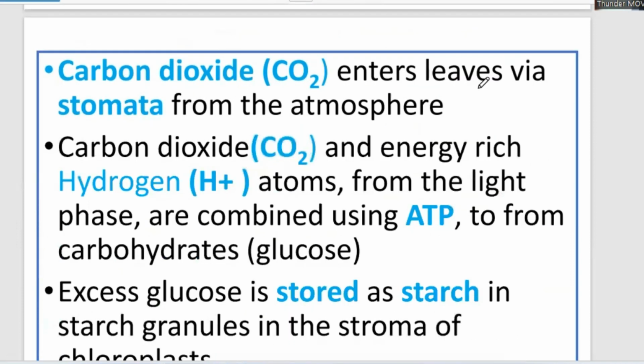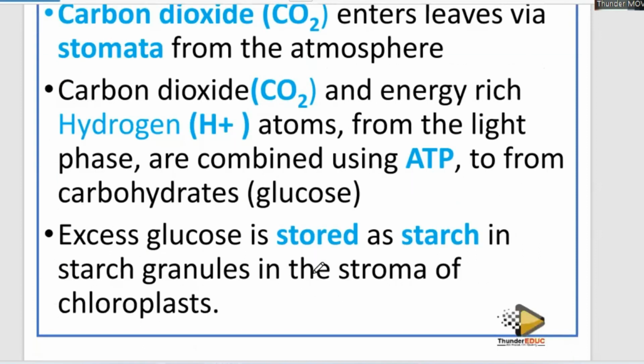So this is the summary. Carbon dioxide enters the leaf via the stomata. If one is called a stoma, the many we call stomata, from the atmosphere via those holes we saw down there. And then carbon dioxide and the energy-rich hydrogen atom from the light phase, as we have seen, are combined using ATP. ATP is also from the light phase, and then they form carbohydrates, which we call glucose.